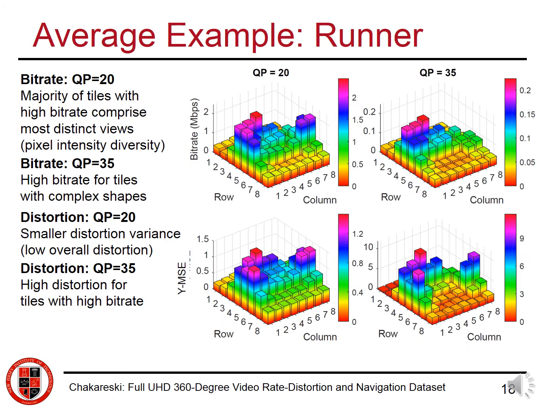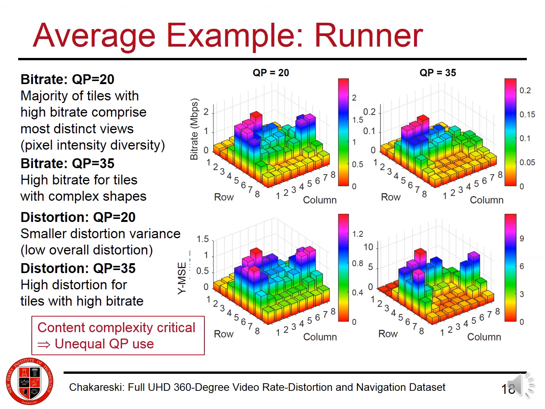We examined the encoding bitrate and distortion across the GOP tiles for the 2 quality cases for the sequence runner as a good representative example. One overarching conclusion is that the impact of the content complexity is critical, and therefore this motivates the use of unequal QP values across the 360-degree panorama for optimized performance.